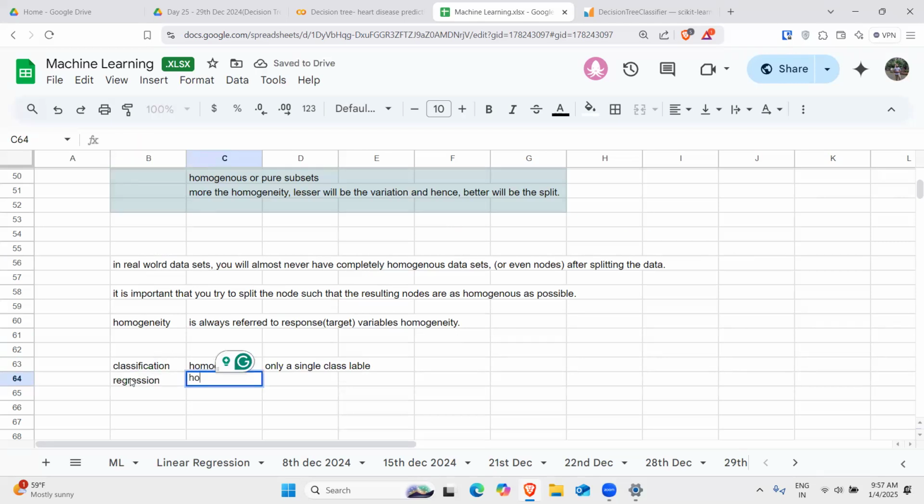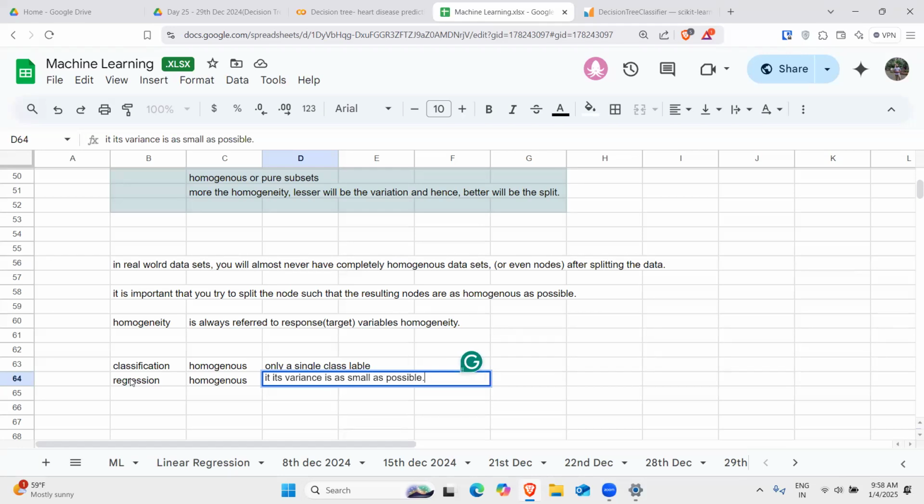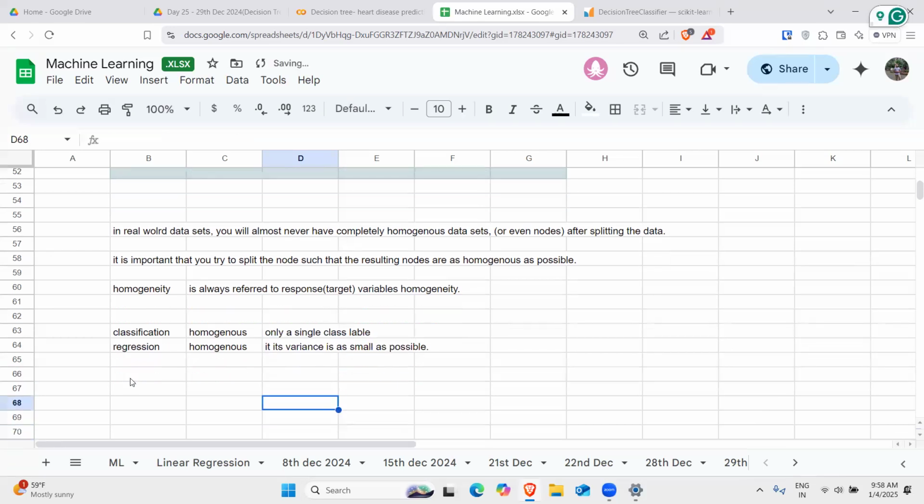A dataset is completely homogeneous if its variance is as small as possible. You'll understand regression trees better in upcoming segments.